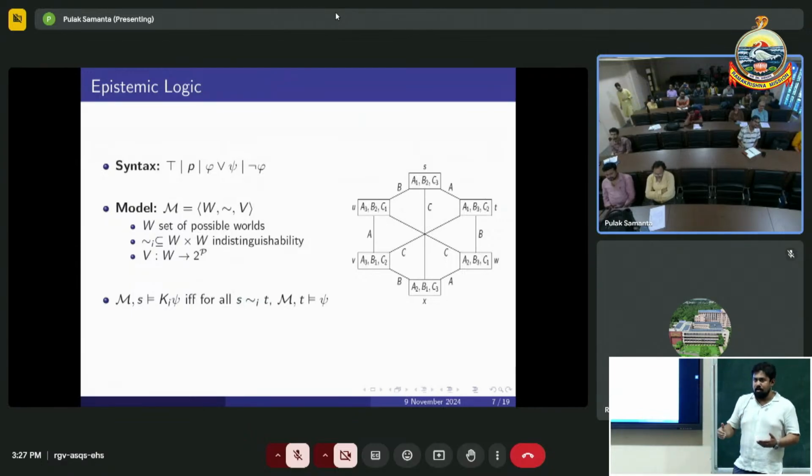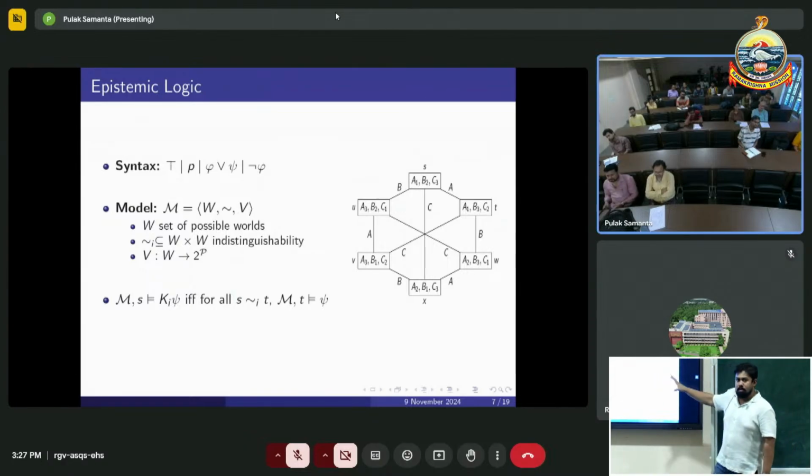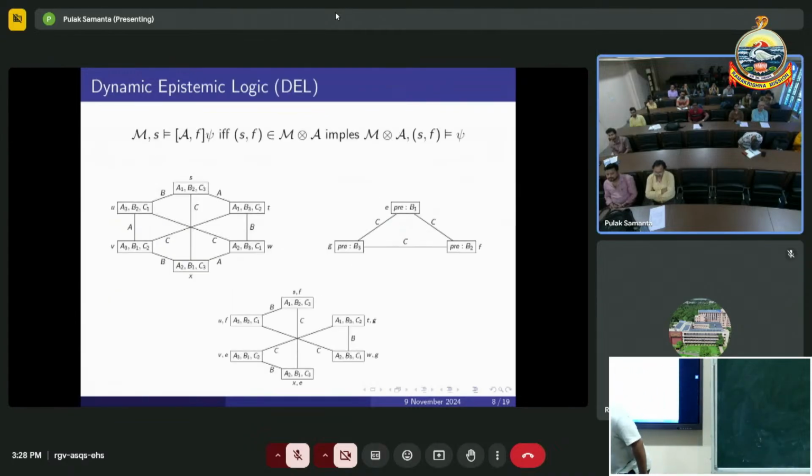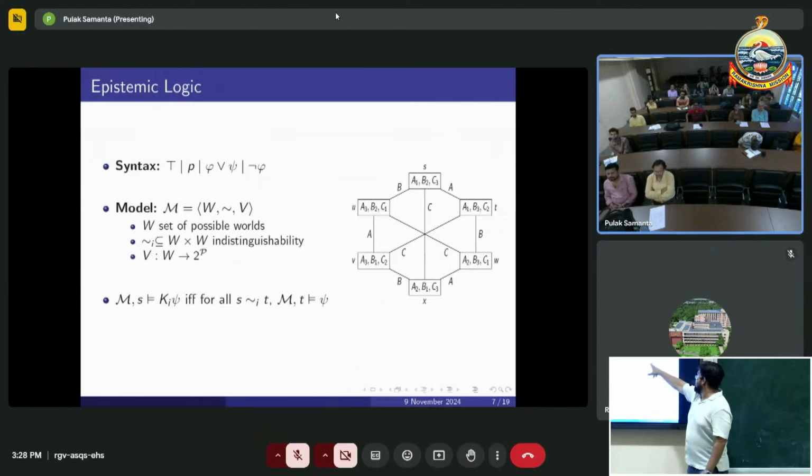So for example, this is a model of an example scenario where there are three agents, A, B, C, and they have been dealt 3 cards, 1, 2, 3. And each of these agents picks up 1 card. Now, this scenario is modeling what each agent knows about what cards the other agents have and about their own. So for example, this possibility tells that A has card 1, B has card 2, and C has card 3.